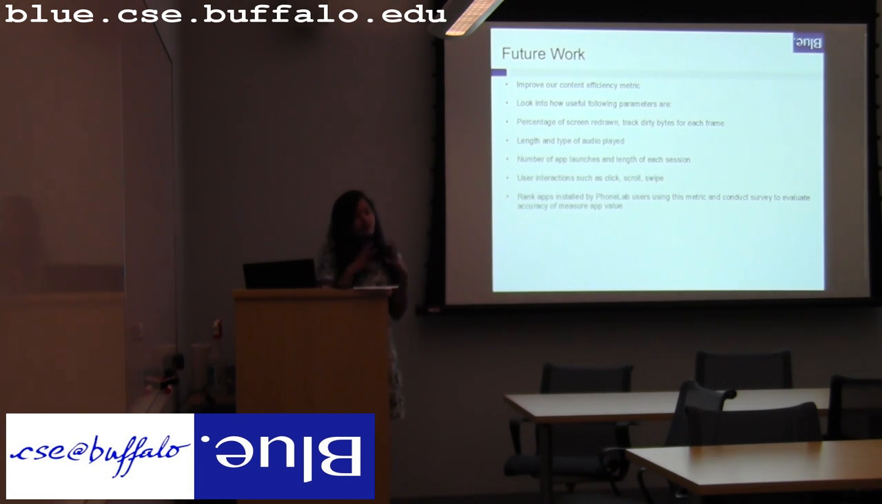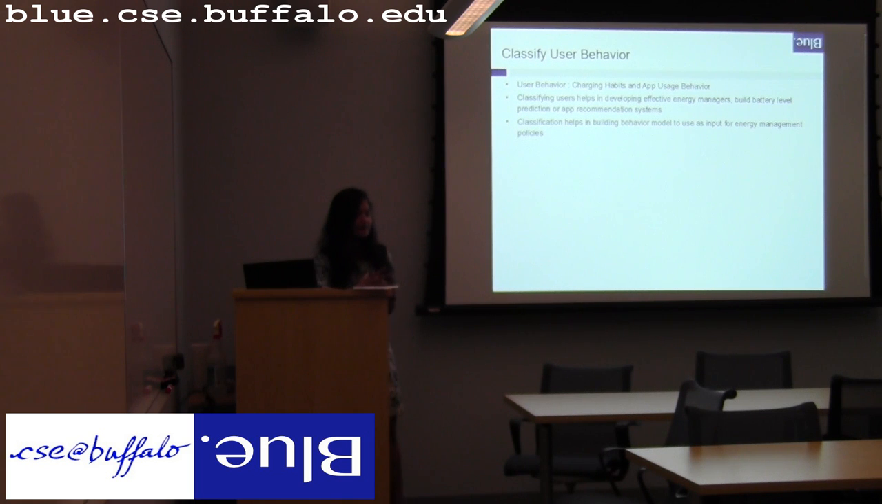After we create our version 2 of the content metric, we want to do a survey among our phone lab users to see whether the least valuable apps identified by our metric go along with the user perception of least valuable apps, whose performance they would be willing to degrade in order to have better energy behavior.